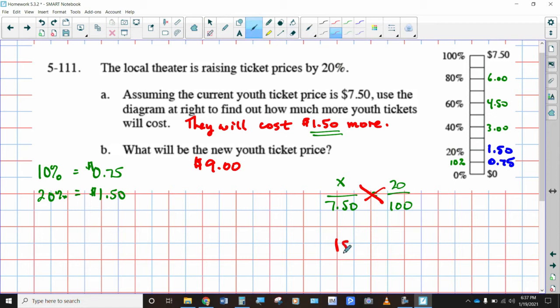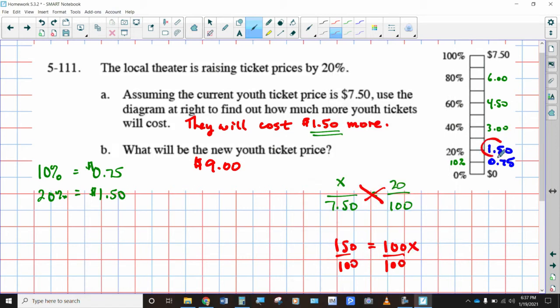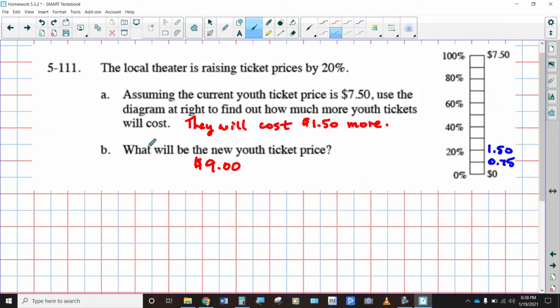It's going to say 150 has to be equal to 100x. So when we divide both sides by 100, 150 divided by 100 should give us whatever 20% is. 150 divided by 100 is 1.5. That's what we said it was right there. So 3 different ways to find what 20% of $7.50 is: using a diagram, using proportional reasoning, or using a little bit of mental strategies and logic. Okay. Now, what will the new price be?